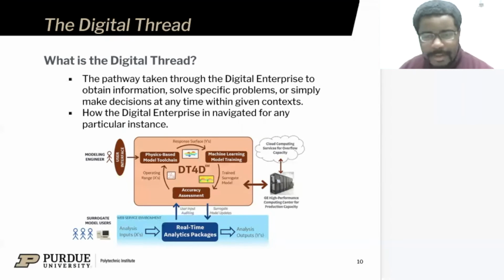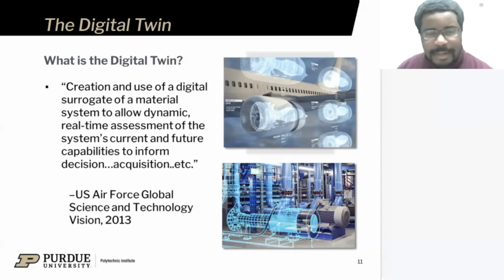As exemplified by General Electric's digital thread diagram shown here, the purpose and therefore definition of the digital thread are flexible. The digital thread allows for there to be what is known as the digital twin. As the U.S. Air Force Global Science Technology Division stated in 2013, the digital twin is the creation and use of a digital surrogate of a material system to allow dynamic, real-time assessment of the system's current and future capabilities to inform decision, acquisition, and etc.